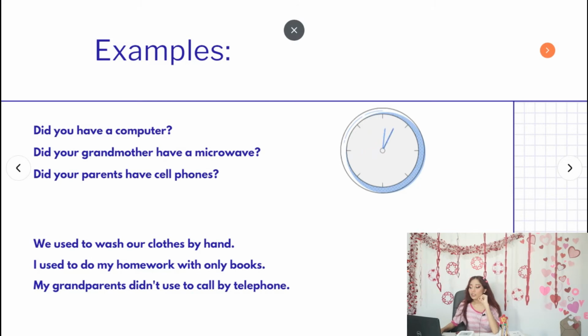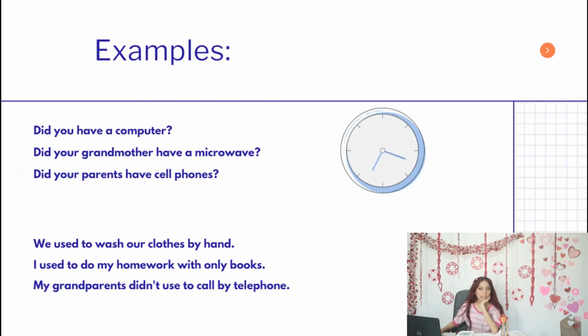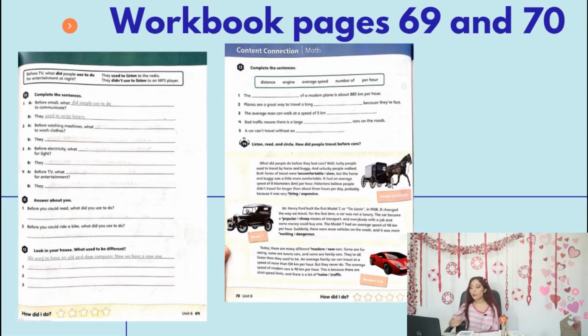That's it. So if you have any questions about this, maybe this wasn't clear at all, but I hope this was enough. But if it wasn't, please let me know and I might help you, and I'm going to explain it again. Use different resources to help you. And let's go to the workbook activities. We have 2 pages for today. We have page 69 and 70.